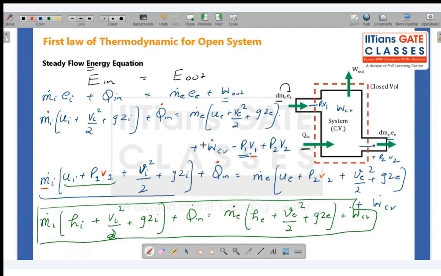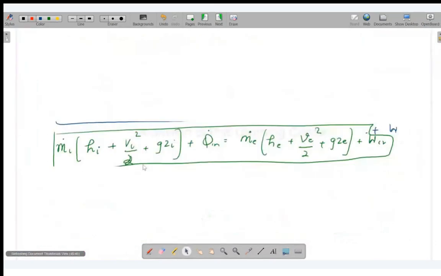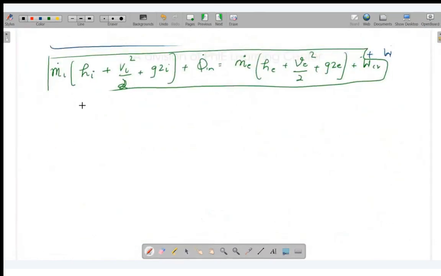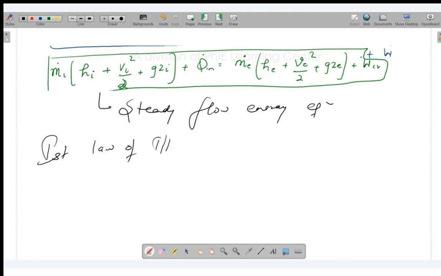Okay, so basically this is our steady flow energy equation. Very frequently you will be using it when we solve our questions. And it is also called the first law of thermodynamics for open system for steady flows. So this is my first law of thermo. This is basically the steady flow energy equation, or you can say the first law of thermodynamics for open system, but for what? Not unsteady flow, steady flow.